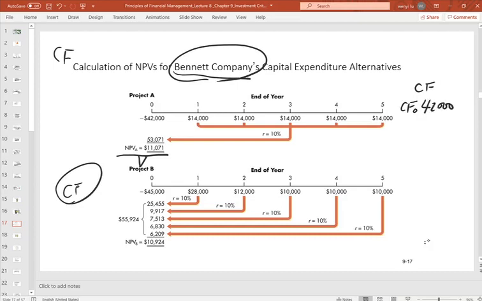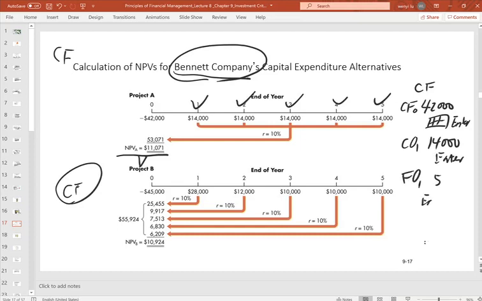42,000, right? It should be minus. Enter. And CO1 equal to what? 14,000, right? How many are there? 1, 2, 3, 4, 5, right? So FO1 equals 5. Enter.